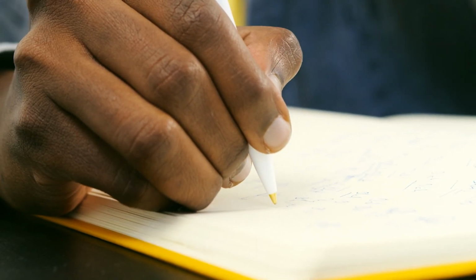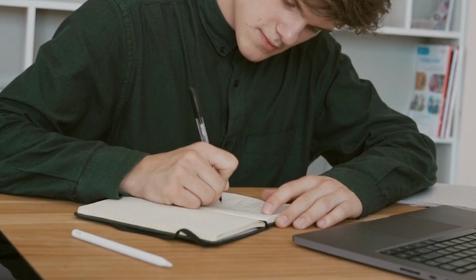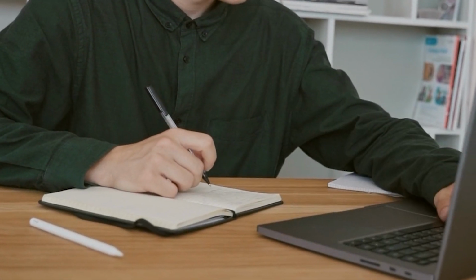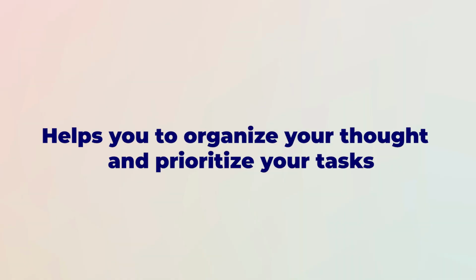By writing down your thoughts, you externalize them and make them more concrete and manageable. You also create a visual representation of your mental state, which helps you to organize your thoughts and prioritize your tasks. And you also increase your self-awareness, which helps you to identify and address any negative emotions and beliefs that might be affecting your work.